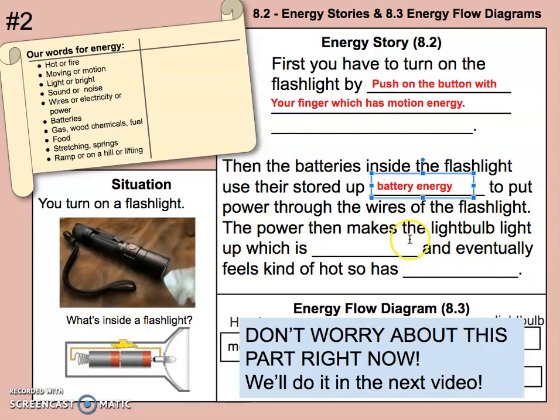The power then makes the light bulb light up, which is, what type of energy would that be? It's not battery energy. If I quick go through it, so lighting up, well, that's going to be light energy because we can see that there's light there. So which is light energy, and eventually feels kind of hot, so has not light energy, but heat energy or hot energy or fire energy. It's not on fire, but it feels hot like fire does. So I'm going to call it hot energy.